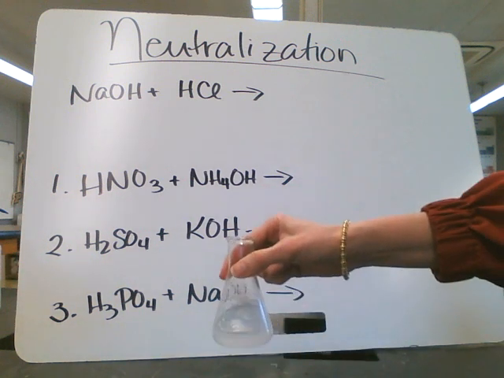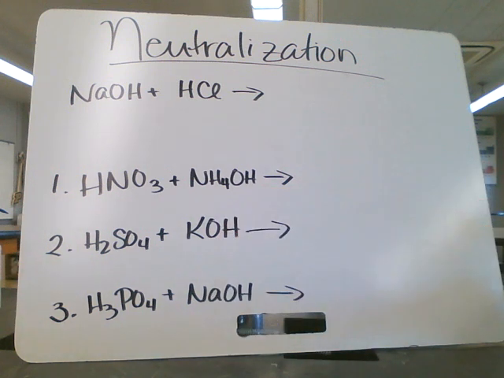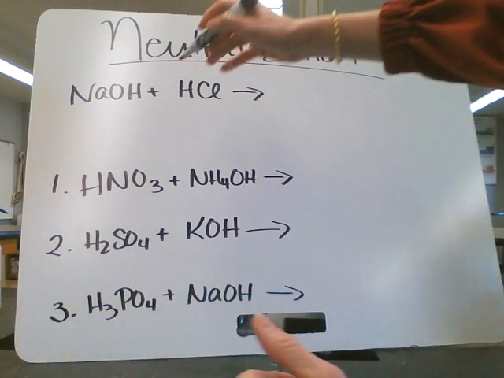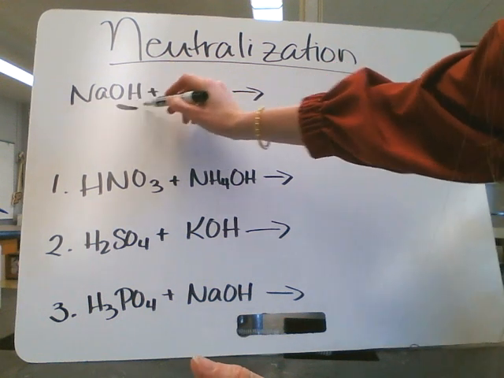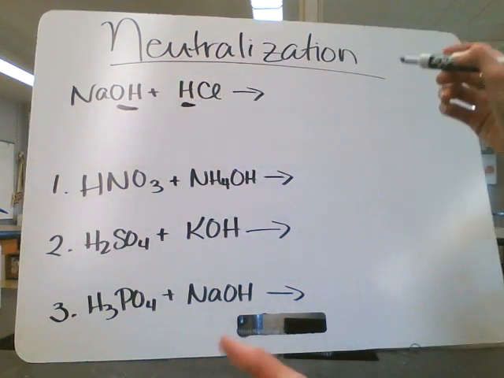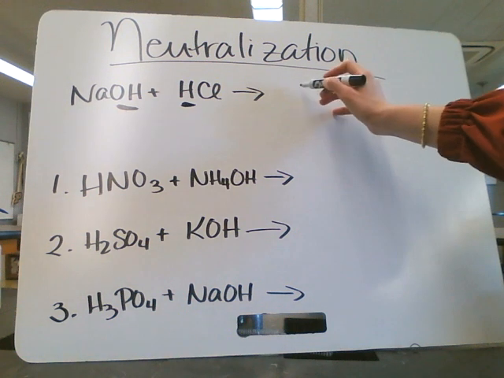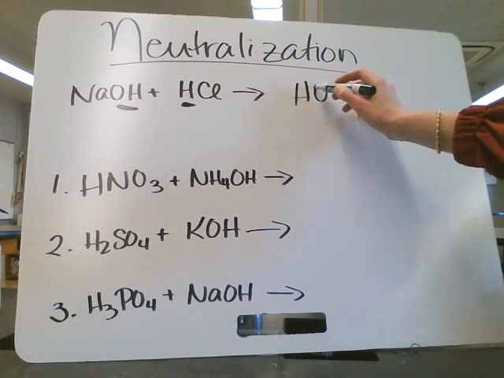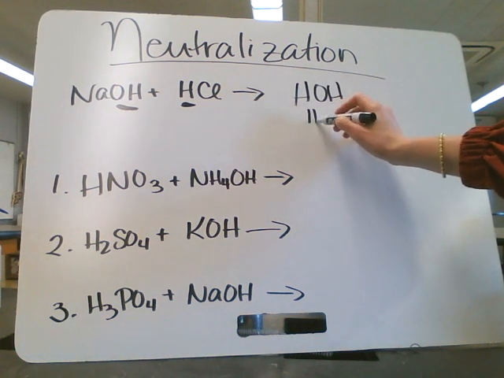You can watch the video that's linked on Moodle. It has the actual color change that happens. Okay. So what we need to remember when we have a base is it always ends in OH. When we have an acid, it always starts with H. So what happens is those two things come together and make HOH, which is the same thing as water.